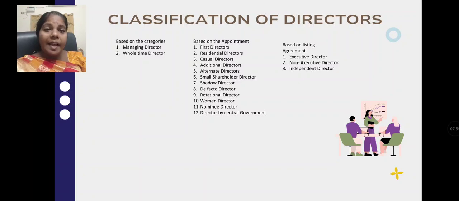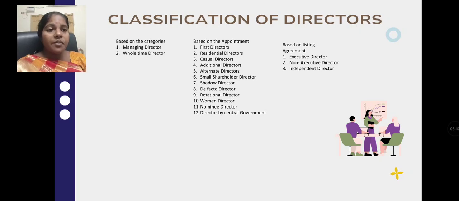Next you have director by central government. So when is a director appointed by central government? When members of the company have 1/10 of voting power, and in case they find that something is not going well in the company, they petition the central government for appointment of a director. Then the central government would appoint a director to safeguard their interest, which is called director by central government. So the major criterion here is that the members having 1/10 of voting power of the company would request the central government for appointment of a director.